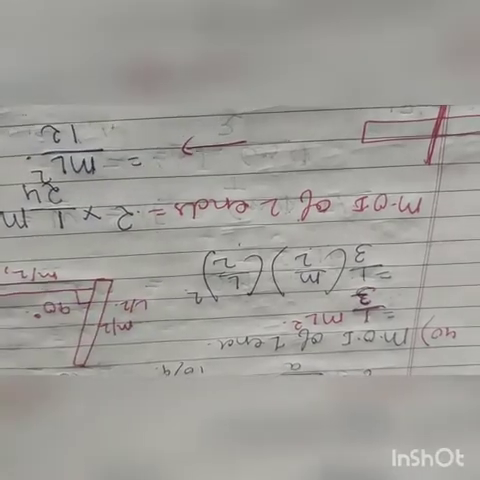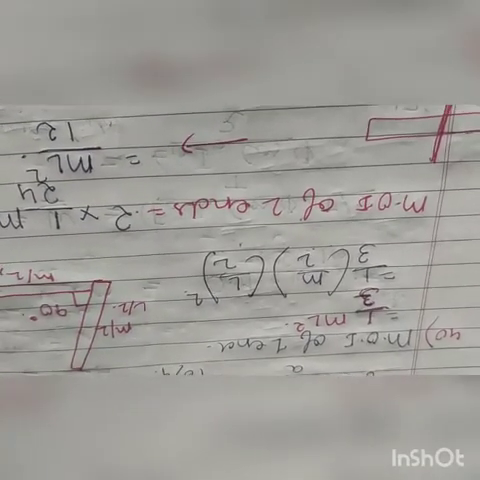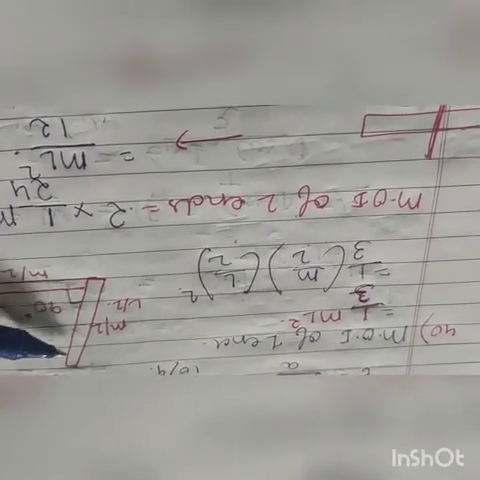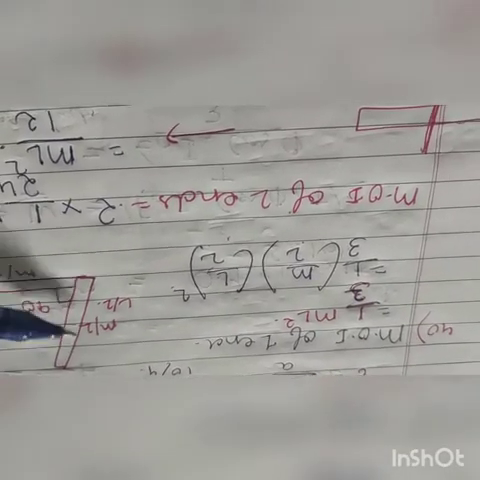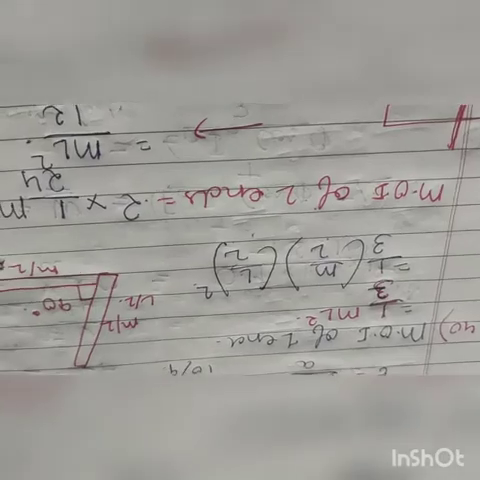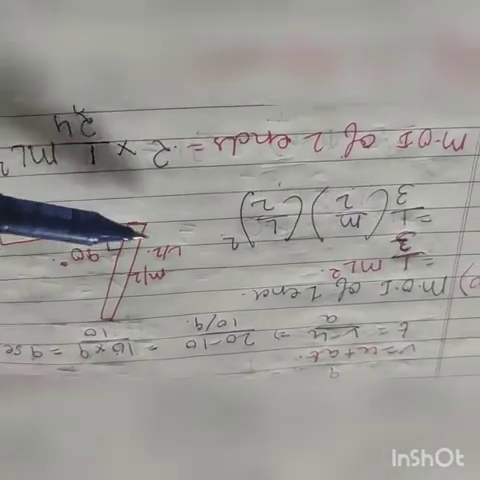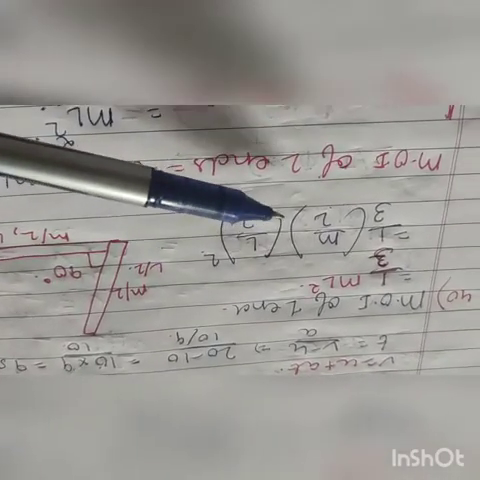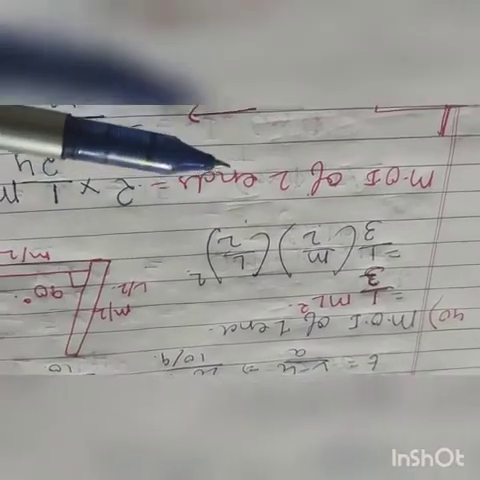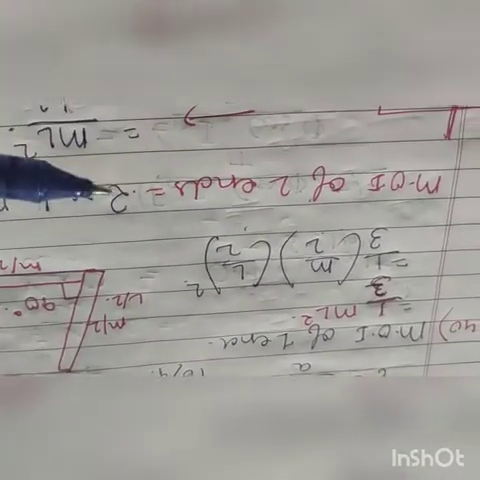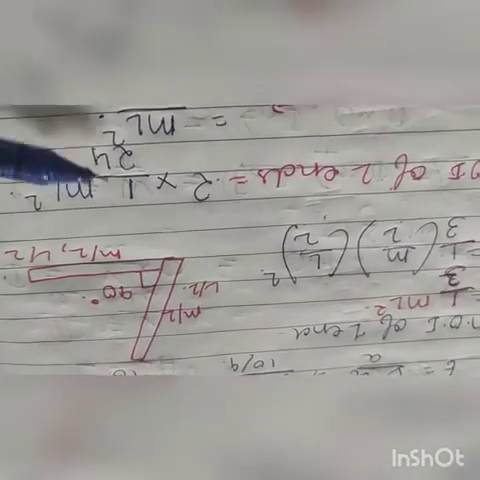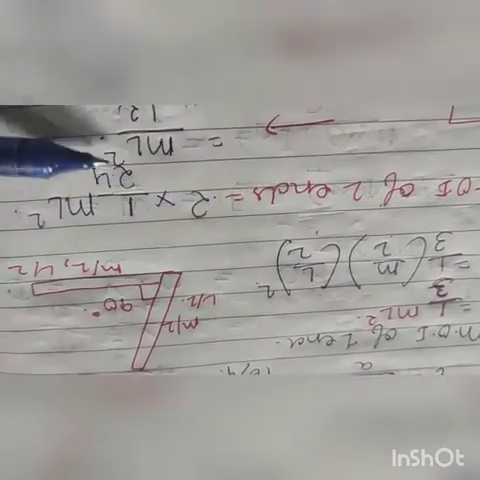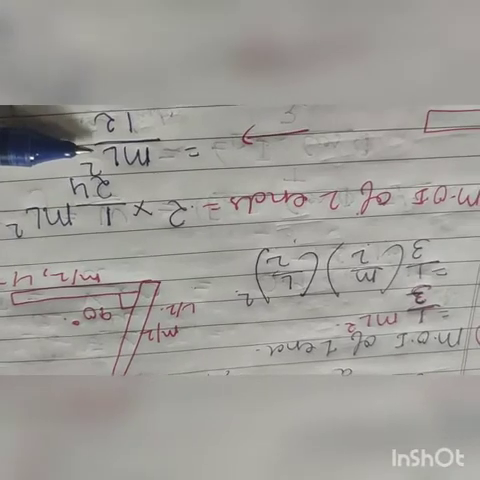Now after bending, one rod is divided into 2 different rods. Here mass will be m by 2 and length will be L by 2, and here also mass will be m by 2 and length will be L by 2. So 1 by 3 into m by 2 into (L by 2) square. For the 2 ends we will just multiply it with 2. So 2 into 1 by 24, that is its value. So ML square by 12.